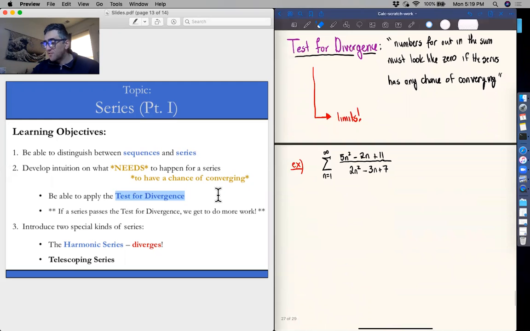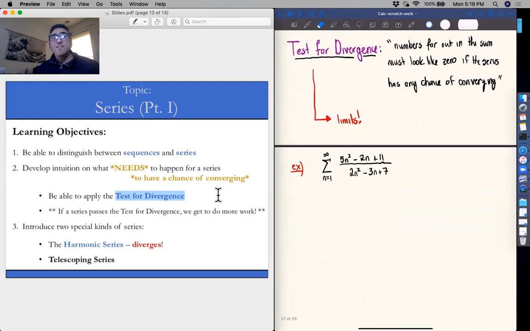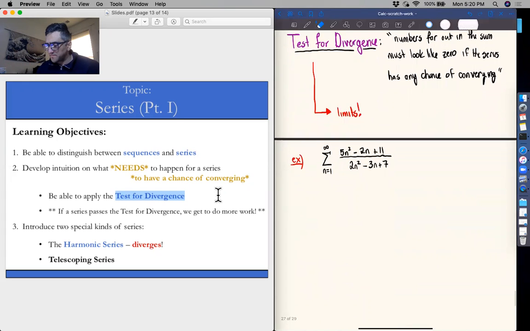And remember, the test for divergence can only tell us whether a series has a chance of possibly converging. It could still diverge after all, but what this does is sift out a few of the series that will just diverge right off the bat. So let's look at a few examples of this.